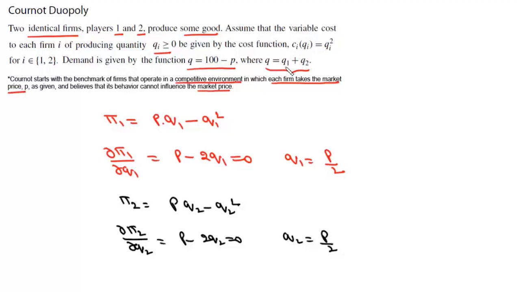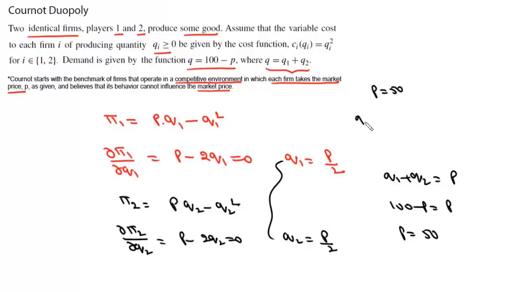Now we know that Q1 plus Q2 is Q. So if we add them, we can write Q1 plus Q2 equal to P by 2 plus P by 2, which is P. And Q1 plus Q2 is Q, and this Q is 100 minus P. So we can write 100 minus P equals P. So the value of P is simply 50. So in case of Cournot's duopoly for the basic version, the Nash equilibrium will be when the market price is 50 and both the firms produce the quantity P by 2, which is 25. So in this case, the Nash equilibrium will be at 25, 25.